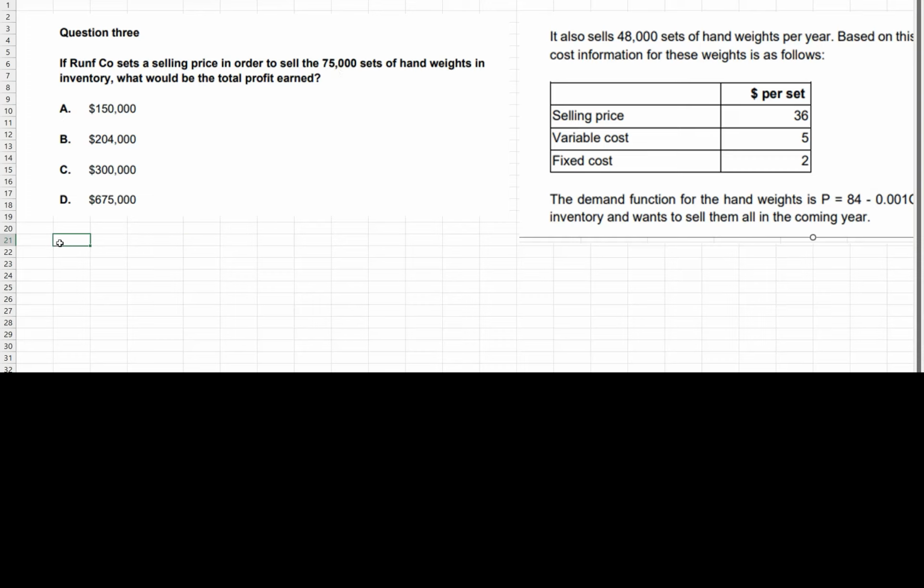All right. So you can see in the question that they have provided the demand function. What is the demand function?